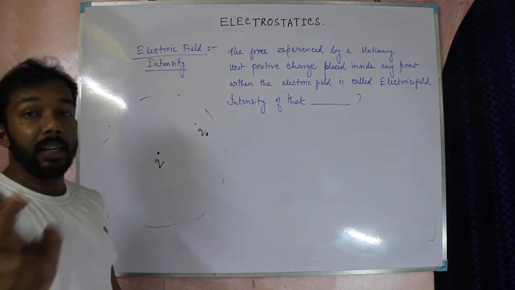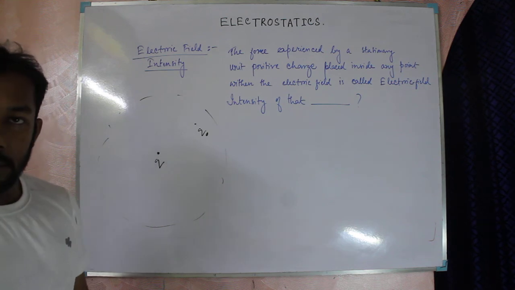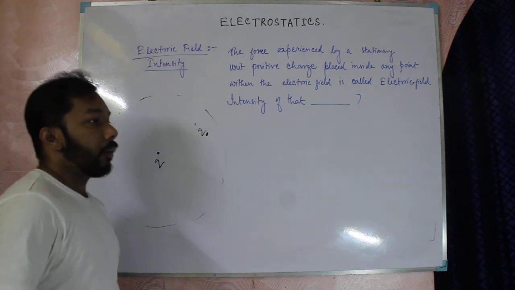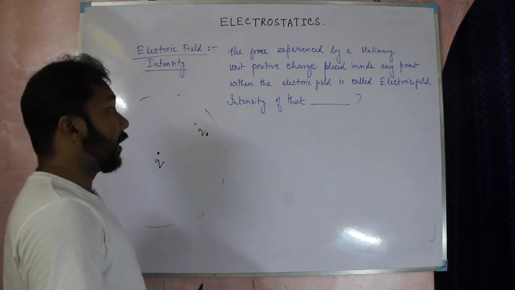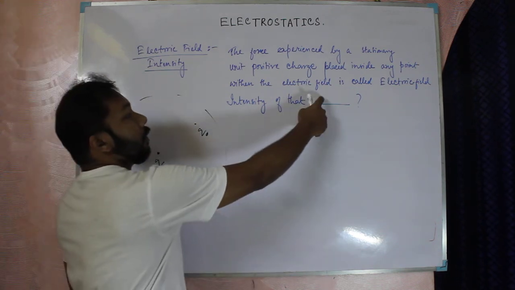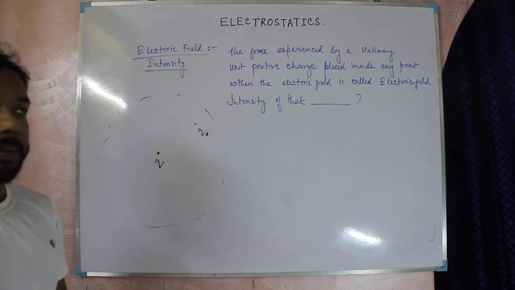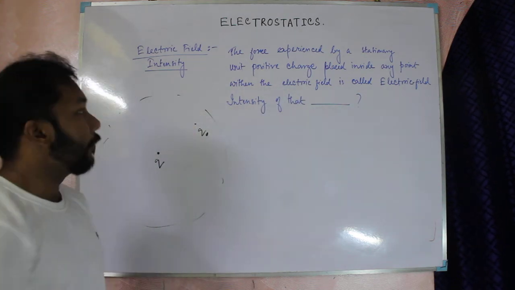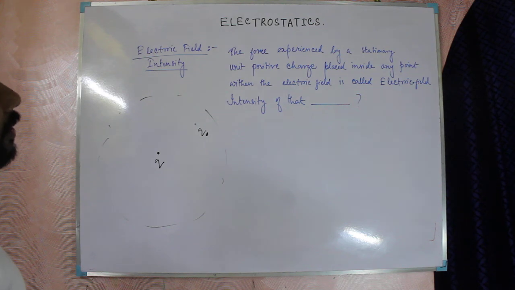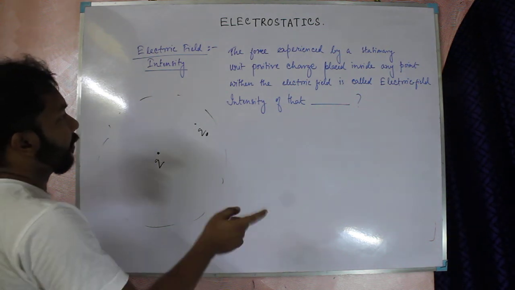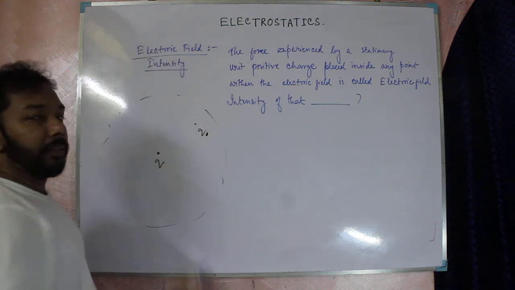Now, electric field intensity belongs to what? Does it belong to the source charge, the test charge, or something else? Look here, if we write the mathematical expression of the electric field intensity, we can find what the electric field belongs to. Let us first write the mathematical expression, then we will fill this in. Now we have said that the force experienced by a stationary unit positive charge placed inside a point within an electric field is called the electric field intensity of what? Something we don't know yet. Let me write it in the mathematical form.